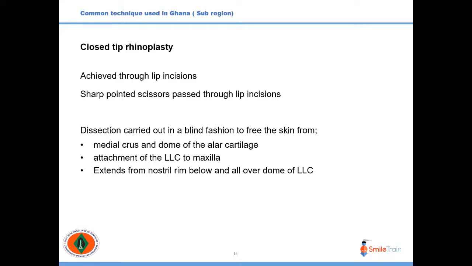It is done blindly by just feeling and trying to dissect over the dome of the cartilage, and also through the columella to release the attachment to the contralateral or the non-cleft side lower lateral cartilage. The extent is, as much as possible, to release all the attachments over the alar cartilage and release it from its adherence to the maxilla to allow it to reshape when the lip is repaired.